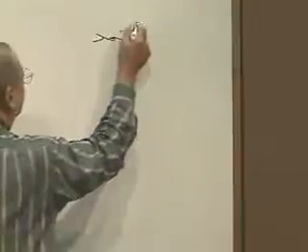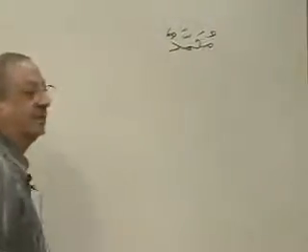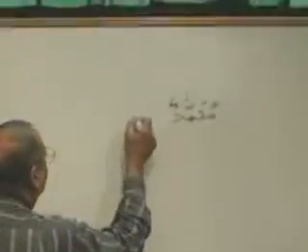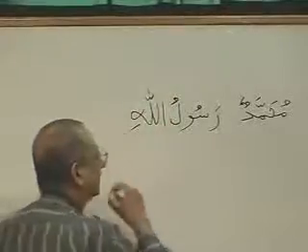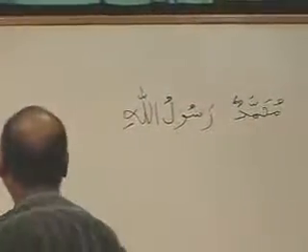Now, in Arabic, the nouns decline. Declension of noun. In Arabic, nouns decline. You already know it, but you have never realized it. Why? Now I will give you examples. Brother, I'm writing something. You already know it. Muhammadun Rasulullah. What is the English, brother?